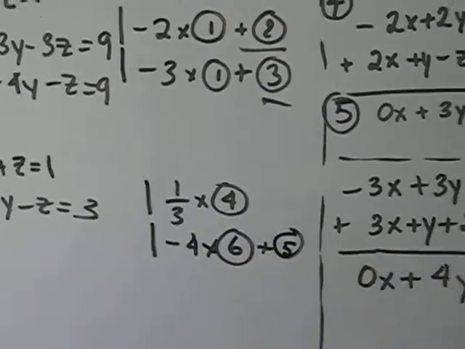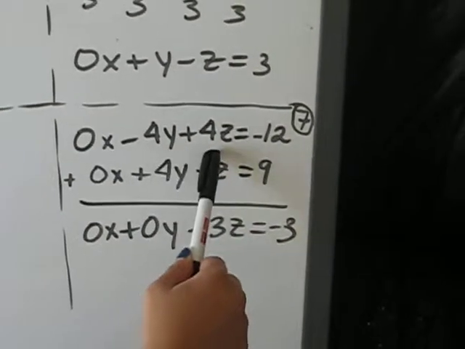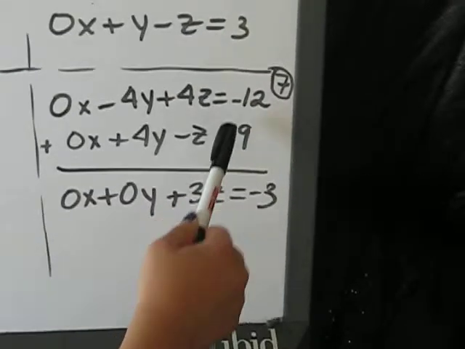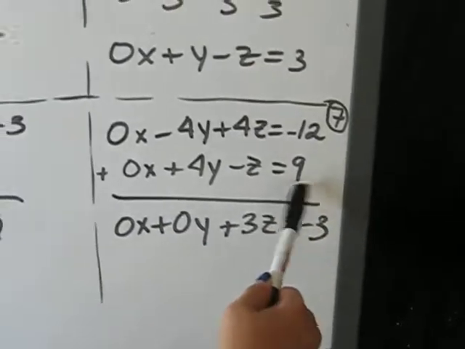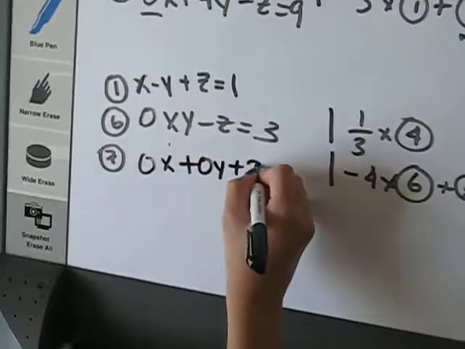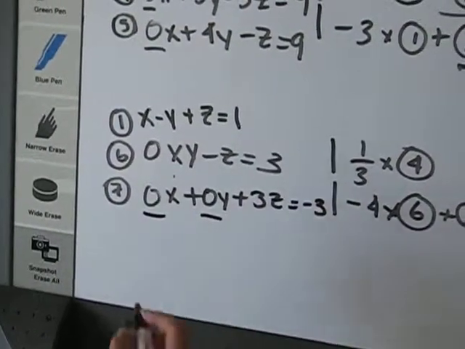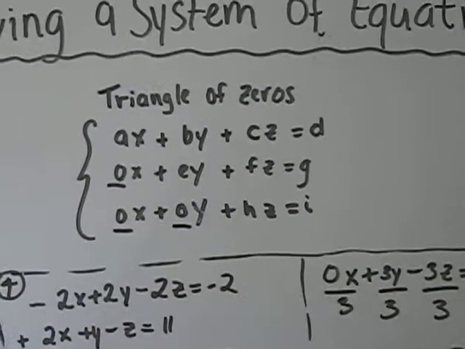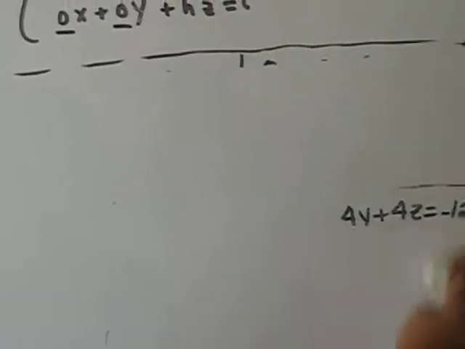So over here we have 0 times -4 is 0, minus 4y plus 4z equals -12. And we're adding it to equation number 5, which is 0x plus 4y minus z equals 9, which would give you 0x plus 0y plus 3z equals -3. And here you have the two zeros that you need for your equation. Now that you have your triangle of zeros, you can isolate x, y, and z to get your point of intersection.